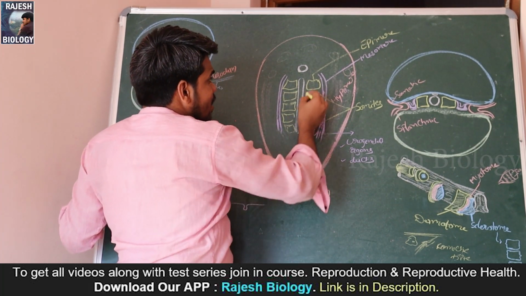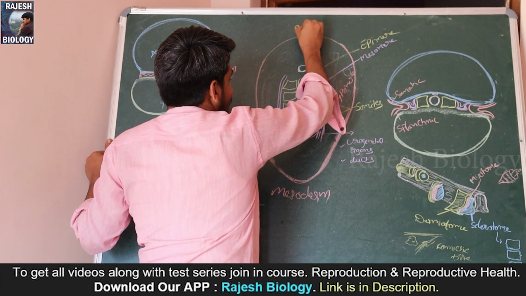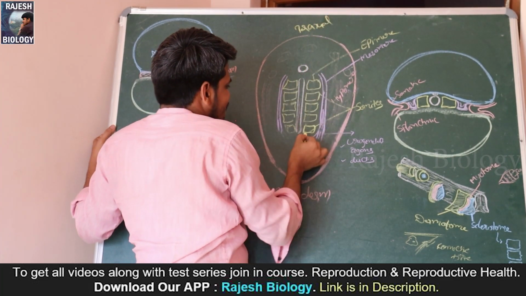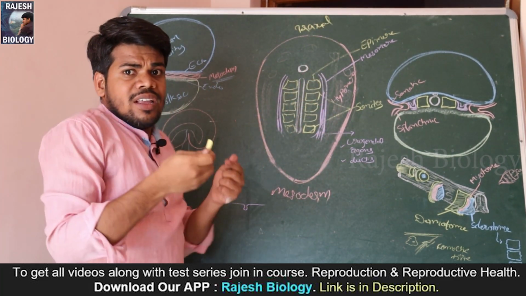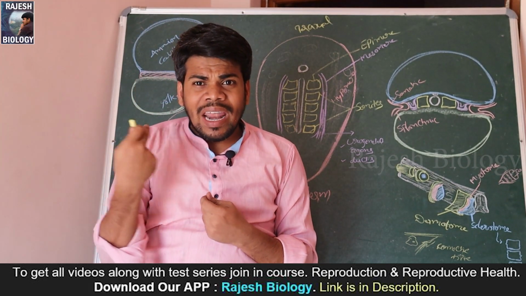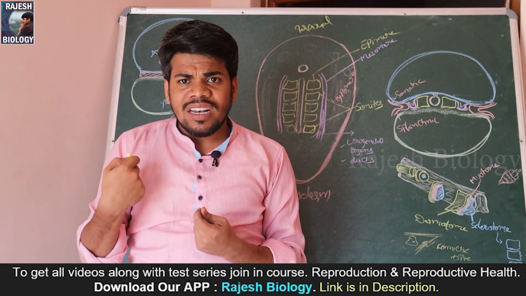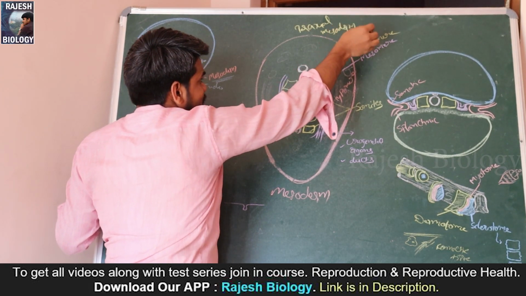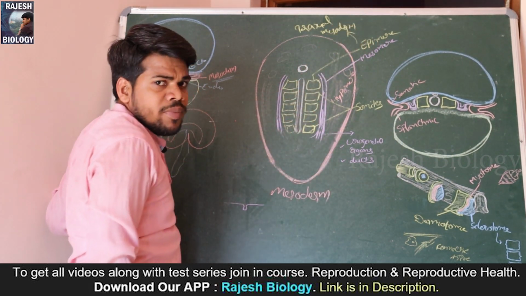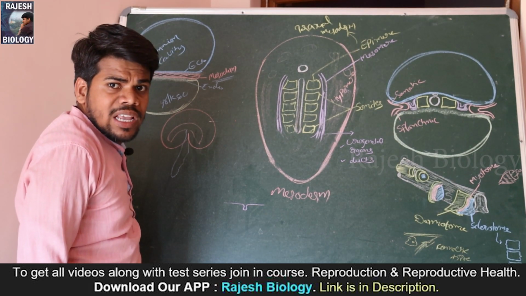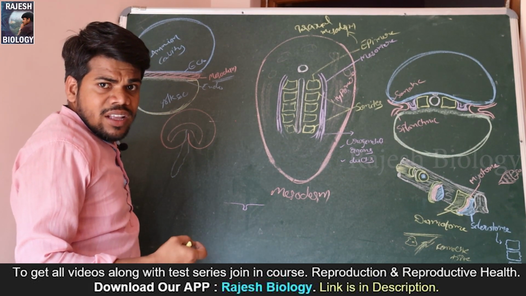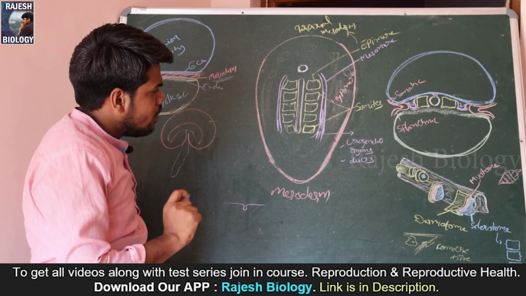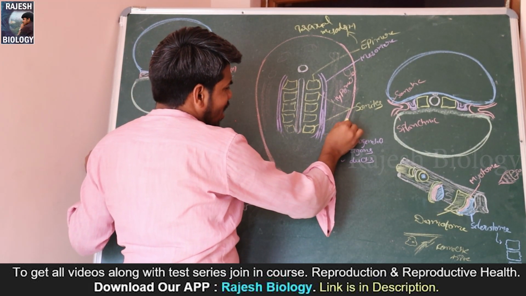This is called paraxial mesoderm. Para means side. Axial, what is axial? The notochord is the axial. So the mesoderm parallel to the axial, on either side of the axial skeleton, is called paraxial mesoderm, or also called epimer.